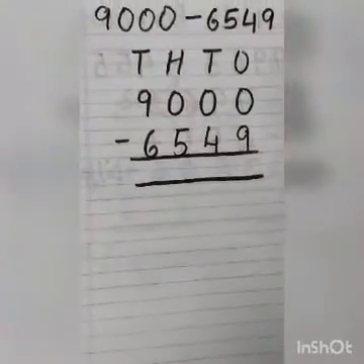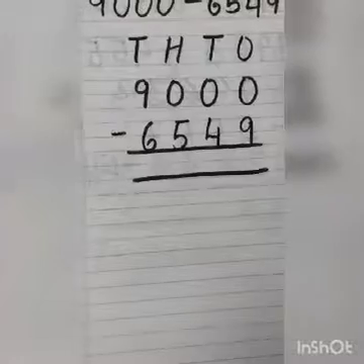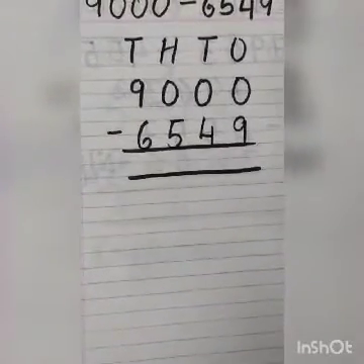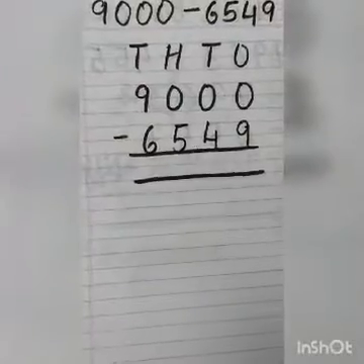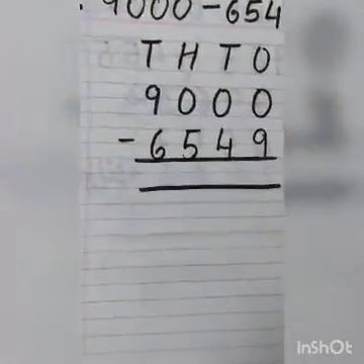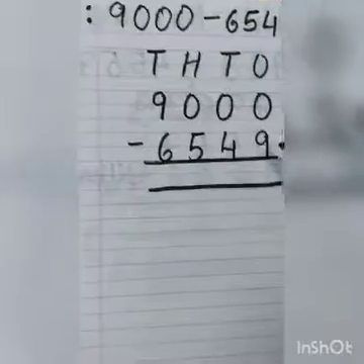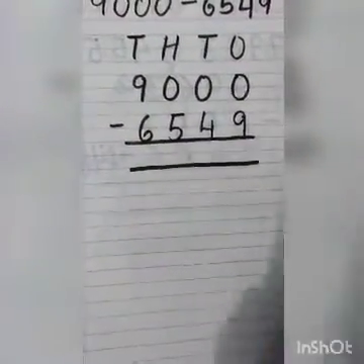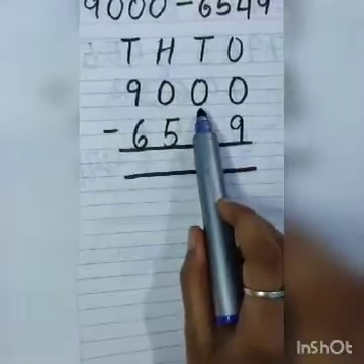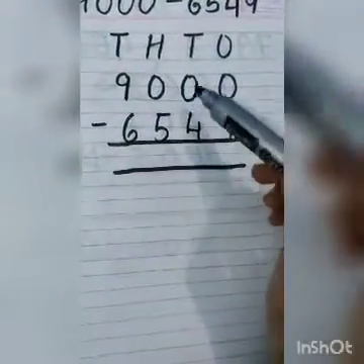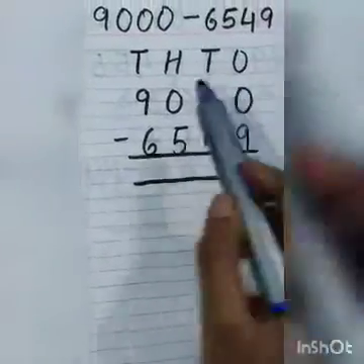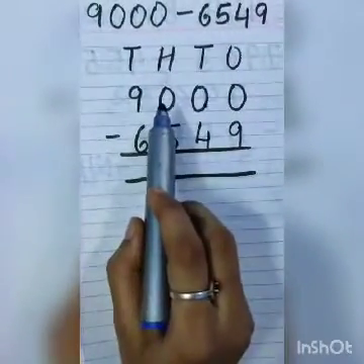Now we have to see here that we have to take away 6549 from 9000. Let's start doing it. Is it possible for us to take away 9 from 0? No. So we'll move on to the other number. Is it possible for 0 to give borrow to 0? No. Okay, we'll again move on to the other number at hundreds place.